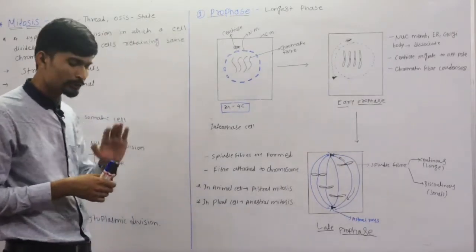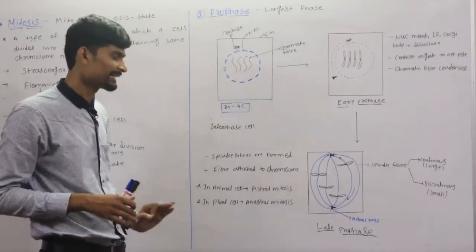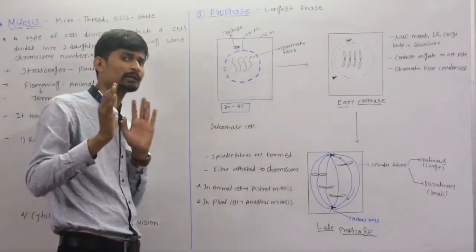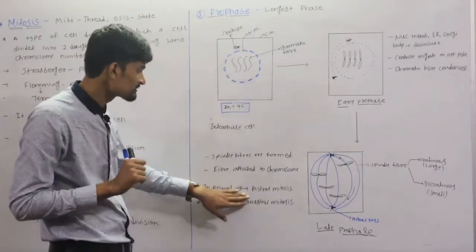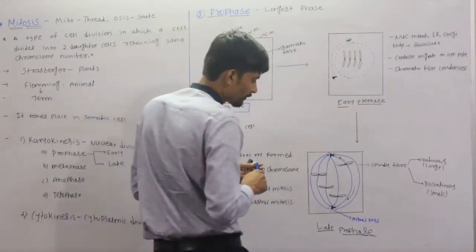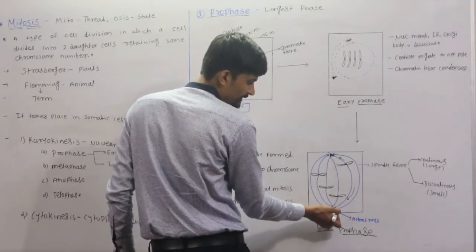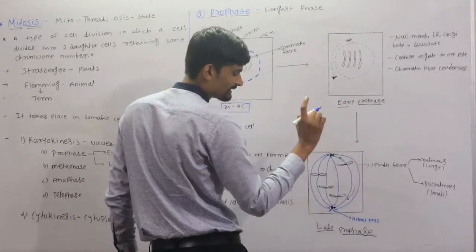Now, the two important points in this prophase that you have to remember: there is a difference between animal and plant cells. In animal cells, the mitosis is an astral mitosis. Now what are asters? Actually, these are the fibers from which these spindle fibers arise.